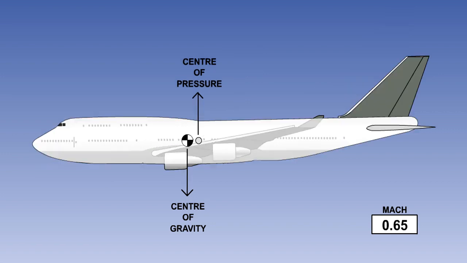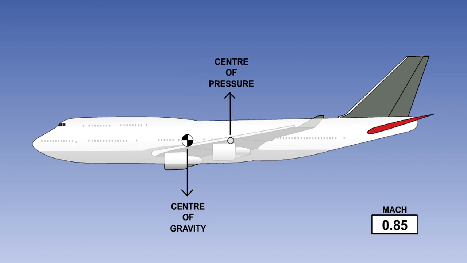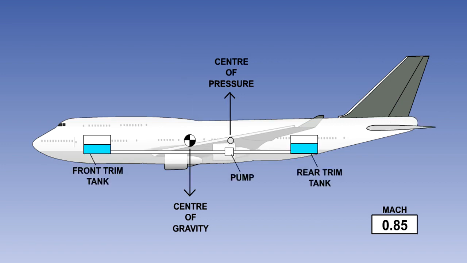The system senses speed increases above a datum Mach number, approximately Mach 0.65, but this does vary with aircraft type, and through a servo system produces the appropriate movement of the horizontal stabilizer, or a fuel transfer to maintain the trim flight position.